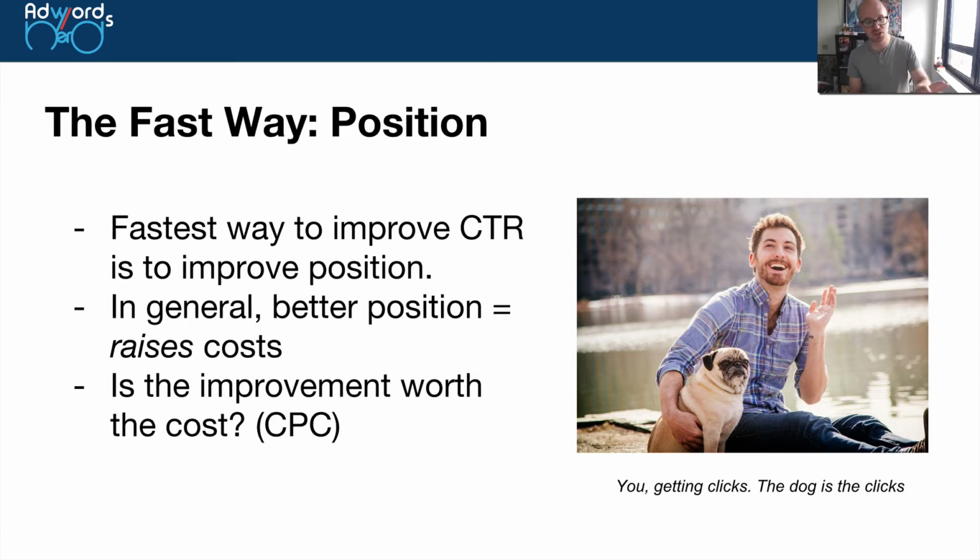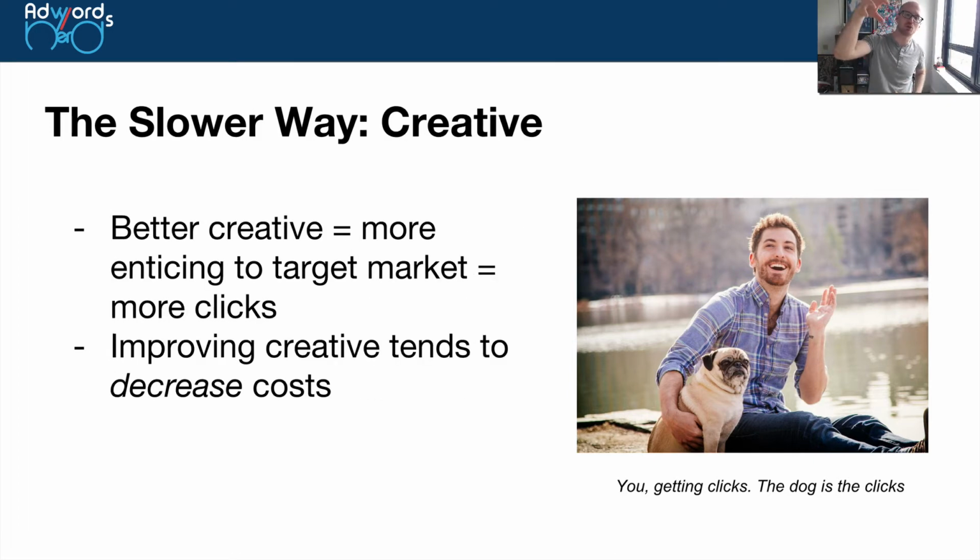Now, improving the creative, improving your ads, tends to actually lower your costs. If you go back to position, your position tends to raise your costs. As you raise your position, your costs go up. You try to bid for the top position, your cost per click goes up. You move from the right-hand side over to the news feed, your cost goes up. When you improve the creative, when you make your ad better, your cost actually tends to go down.